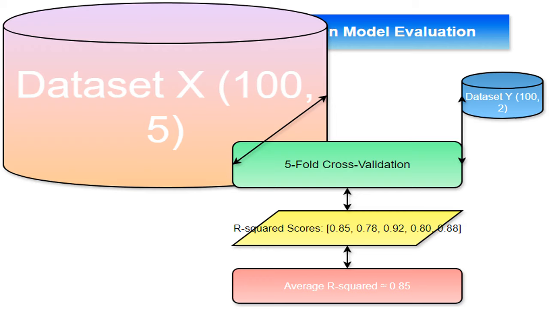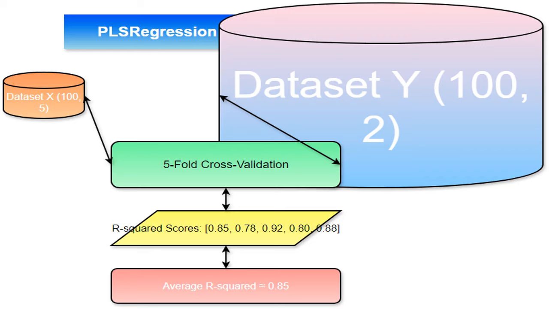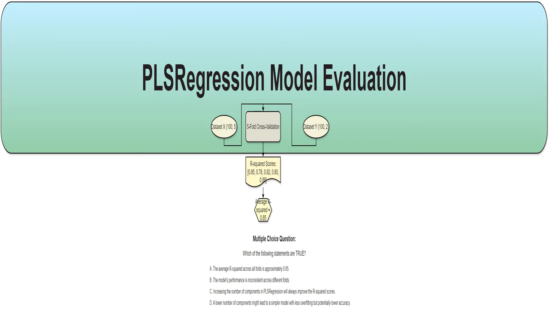This is my dataset of predictor variables. It contains 100 observations and 5 predictor variables. This is my dataset of response variables. It also has 100 observations, but it has 2 response variables that I'm trying to predict using the variables in X. I'm using partial least squares regression, PLSRegression, a statistical method that helps me find the relationship between 2 datasets, X, predictors, and Y, response, even when they have many variables and are highly correlated.